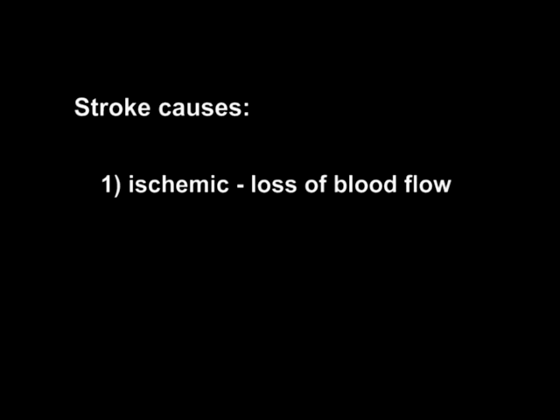Disturbances in blood flow to the brain may be divided into ischemic varieties, in which there is a loss of blood flow to brain tissue, and hemorrhagic varieties, in which there is bleeding into the brain or onto the surface of the brain. I'll return to the causes of stroke in a moment, but first let's look at the anatomy of the blood supply to the brain.